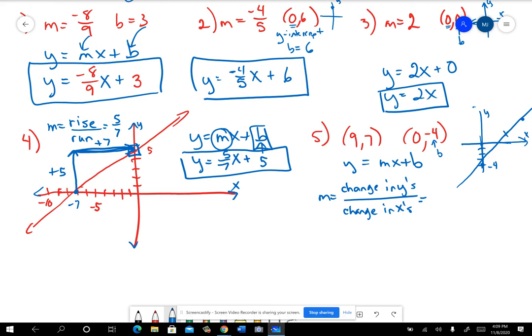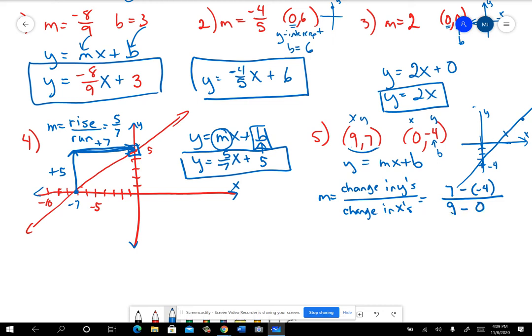Okay, so just subtract your y's. So the y's, remember, are the second coordinates. So I could do 7 minus -4. Then in the denominator, subtract your x's. Just make sure you start with the same point you used when you did the 7. So that would be this first point, (9, 7). So I'm going to go back there and do 9 minus 0.